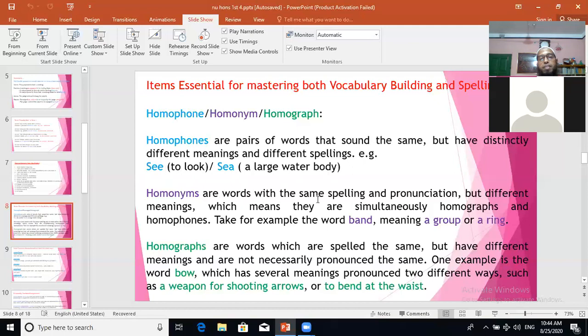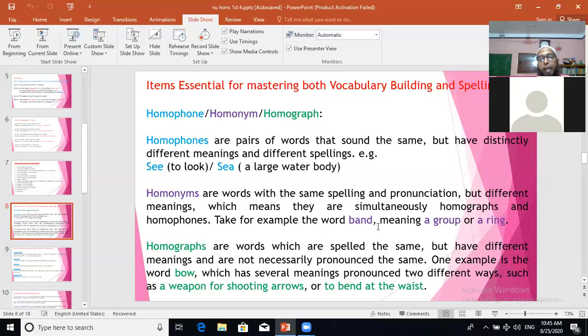Homonyms are words with the same spelling and pronunciation, but different meanings. Have you got it? Homonyms are words with the same spelling and pronunciation. The sound is the same and the spelling is also the same, but the meanings are different, which means they are simultaneously homographs and homophones.